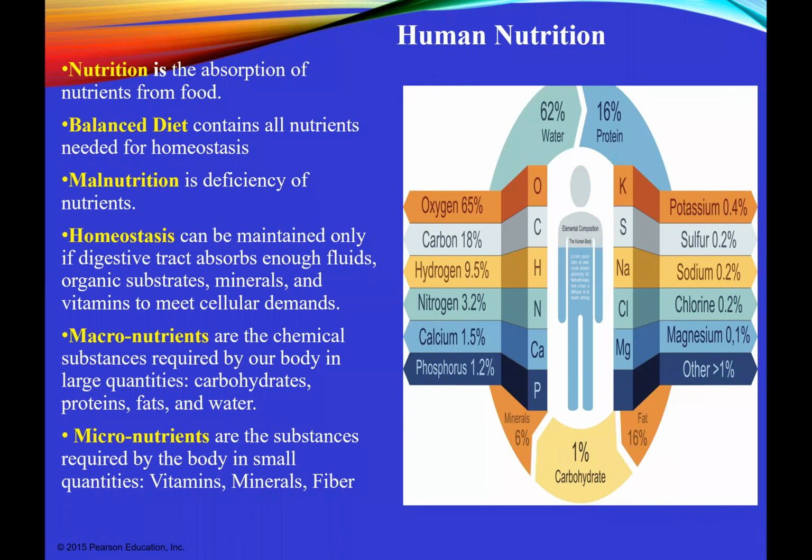Homeostasis can be maintained only if you have a balanced diet. So homeostasis is maintained only if the digestive tract can absorb enough of the nutrients it requires. So we have macronutrients required in large quantities, and we also need micronutrients like vitamins, minerals, and fiber, which are required in small quantities. So like most of the things you might be able to recognize.